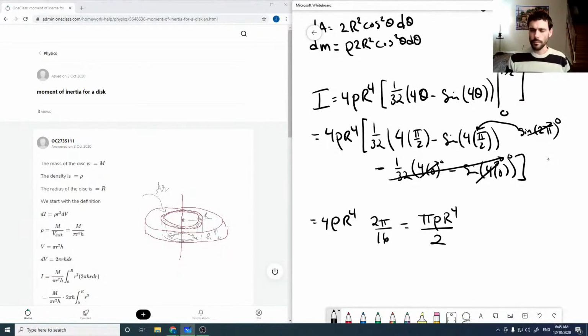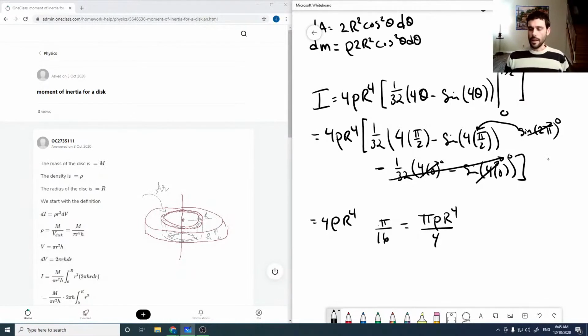which means I messed something up. What did I do here? So that should be 2. Oh, oops, there should be a 2. Should be a 2 here. There we go, that's what I messed up. So that should just be pi over 16. There we go, and then that should be pi rho r to the 4th over 4.